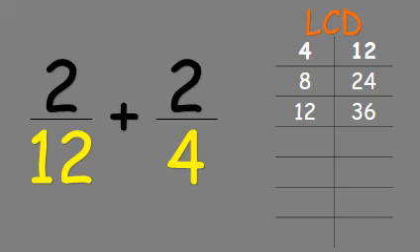So you should have 4, 8, 12 for the multiples for 4 and 12, 24, 36 for the multiples for 12. Circle your lowest common multiple. Did you circle 12 as your lowest common denominator? That is correct.